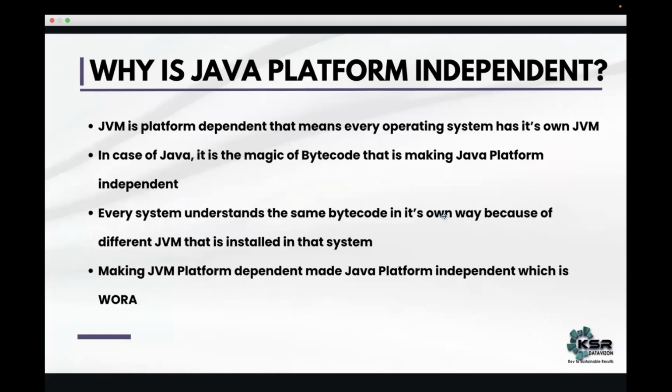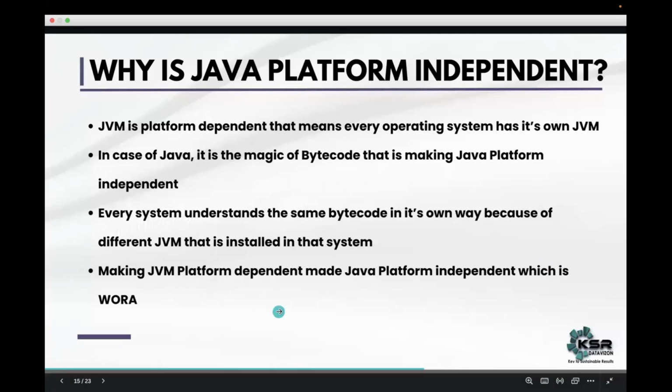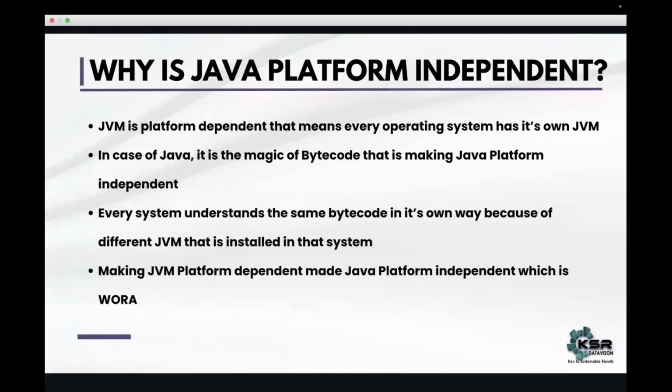The JVM is platform dependent, but Java is platform independent. Every system understands the same bytecode in its own way. This is very important because of the different JVMs installed. What Java developers have done is make the JVM platform dependent, but that made Java platform independent, which is called WORA. WORA is write once, run anywhere. Any doubt?